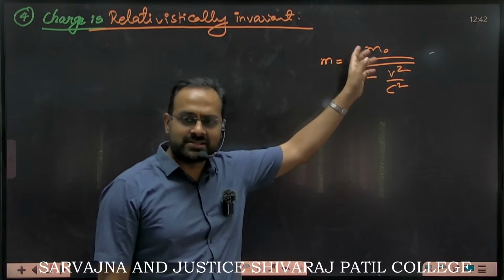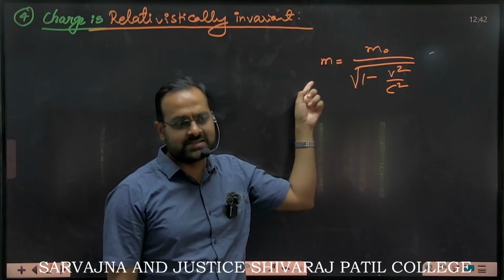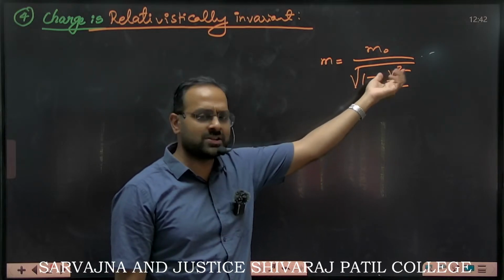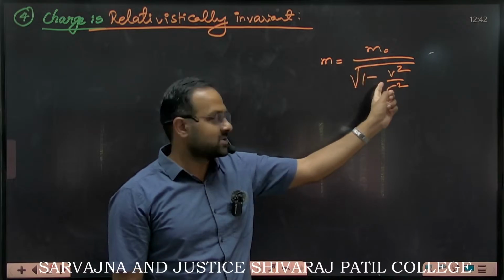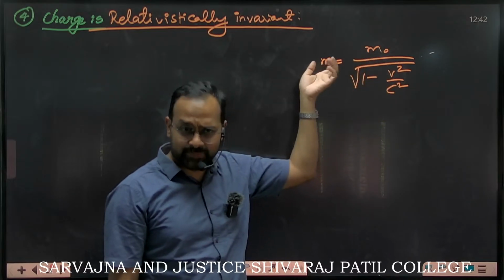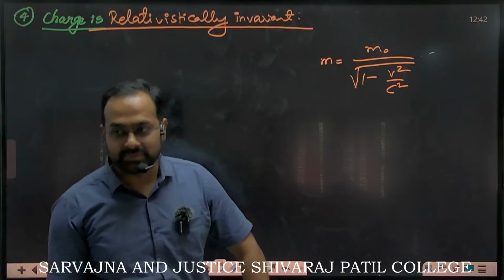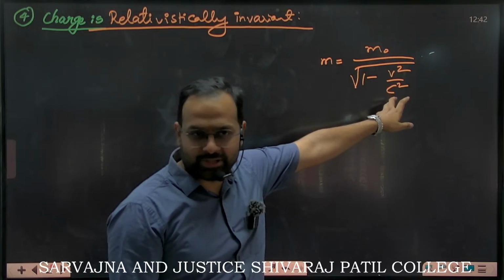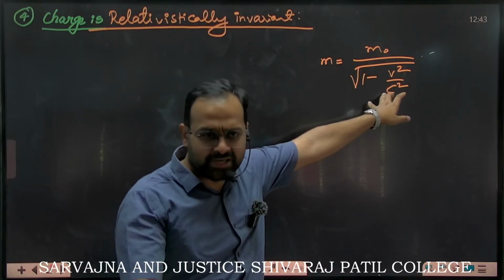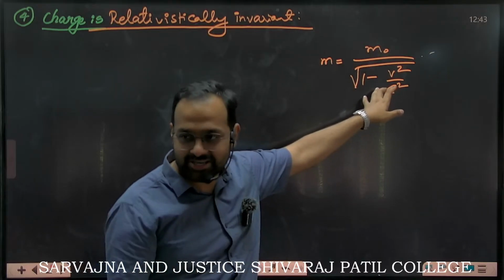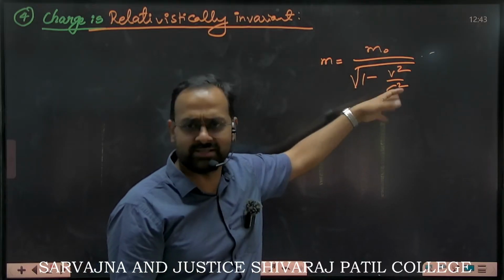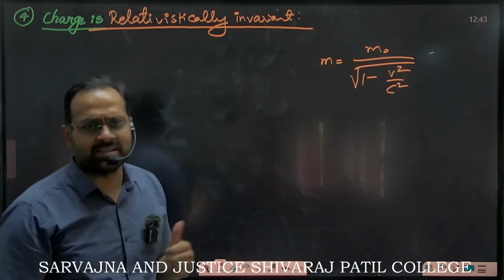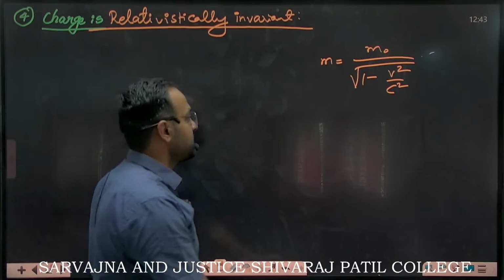So this m naught is the mass at rest, m is the mass when the object is in motion with velocity v. This velocity is the velocity of the mass with respect to the observer, and c is the speed of light. Whether you are at rest or moving at some speed, the speed of light is a universal constant. So the mass changes like this, but the charge does not change.